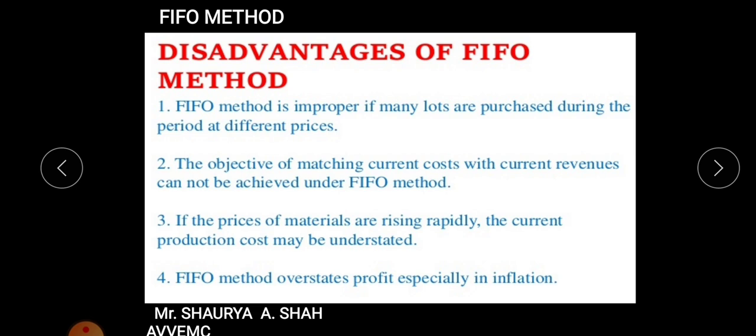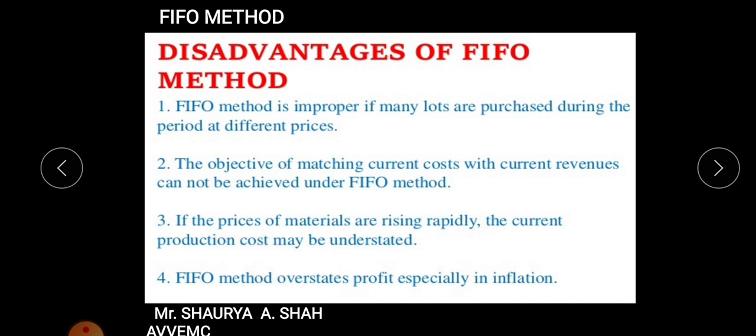Because there is inflationary pressure, the prices increase while your cost is still low. So that will lead again to the objective of matching current cost with current revenue being unsuccessful. Next, if the prices of the material are rising rapidly, the current production cost may again be understated, right?